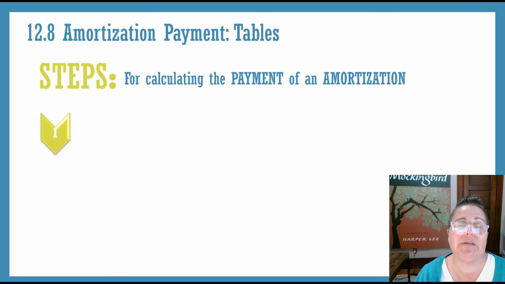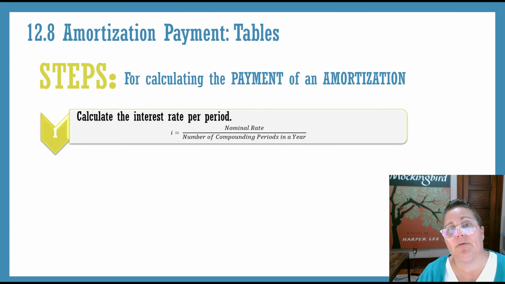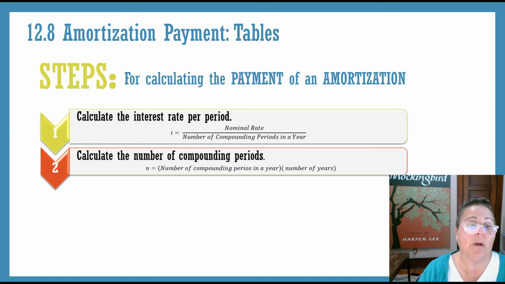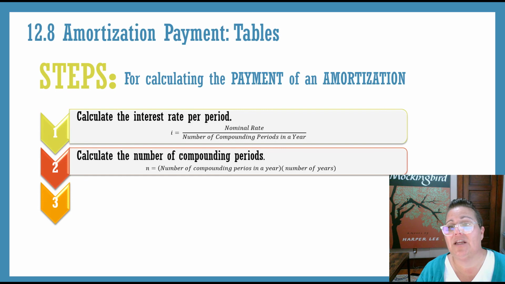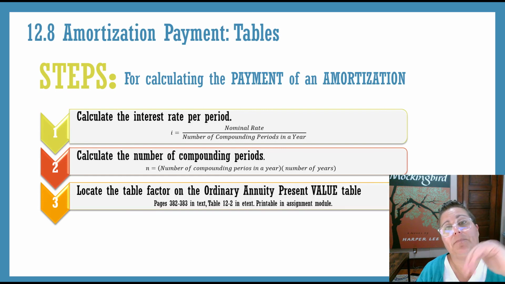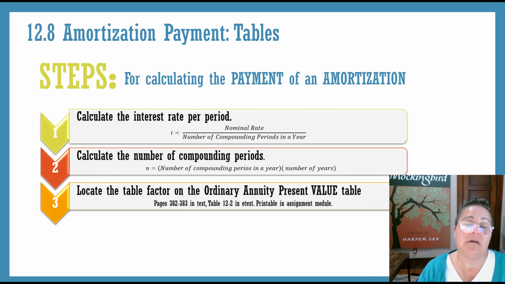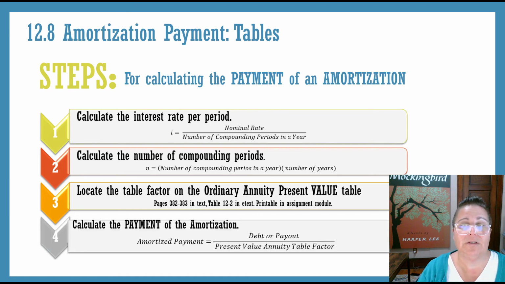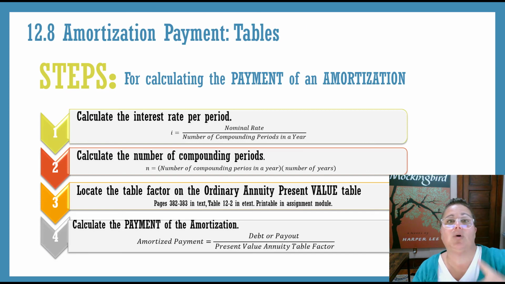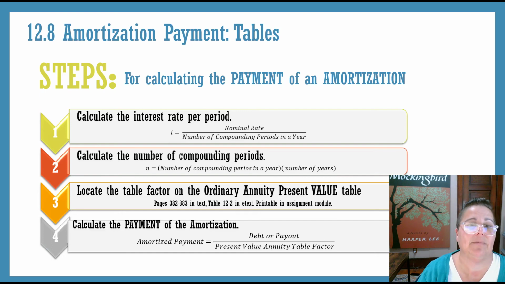The steps are the same as before. We're going to find the interest rate per period using the annual interest rate and dividing it by the number of compounds per year. We're going to find the total number of compounds. This is your N. We're going to then use the table factor from the present value table. Again, page 382, 383, table 12-2, or the printable table from your assignment module. Once you know that, our amortized payment is again the debt amount or the payout divided by that table factor.